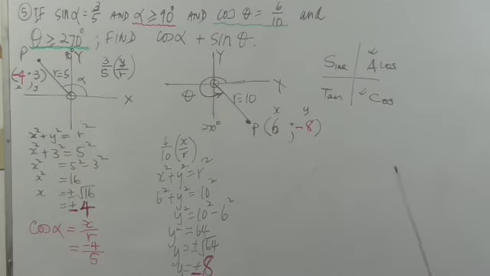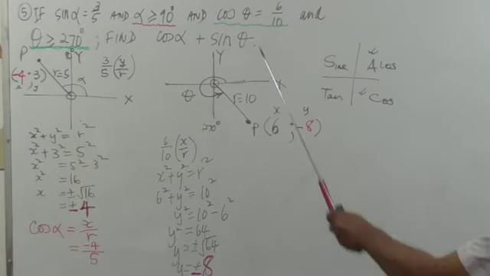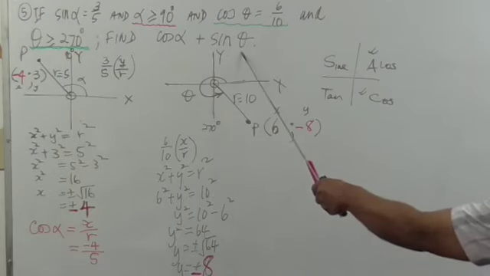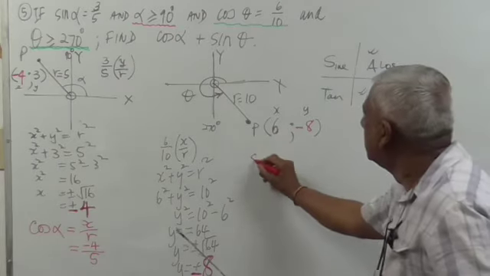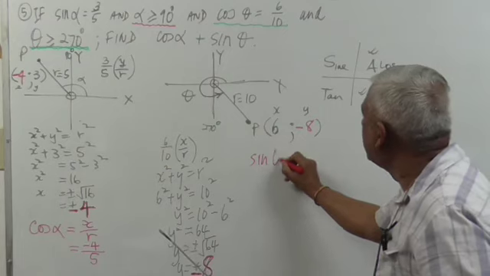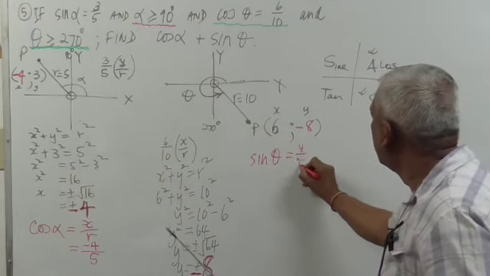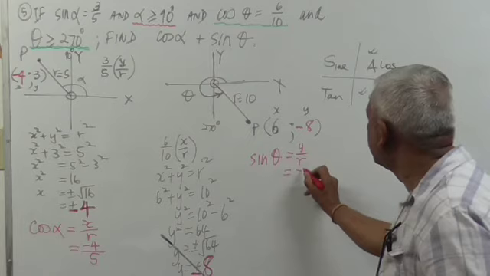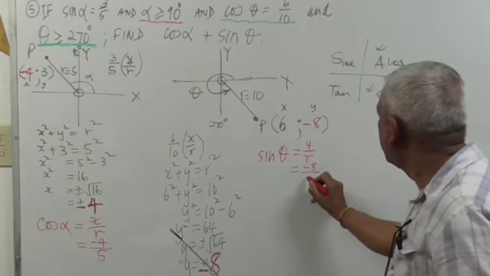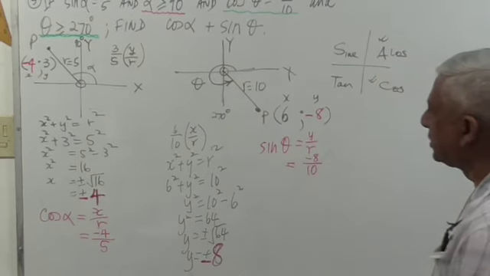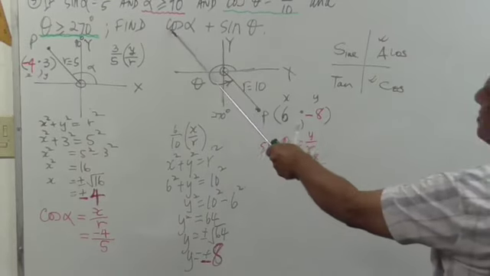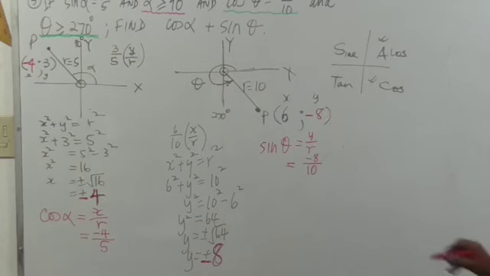Right, now let's see what they wanted us to find here. They said find sine theta. So sine theta is equal to y over r. Y is negative 8 over r, which is 10. Okay, we found the two. But the final question says find cos alpha plus sine theta.